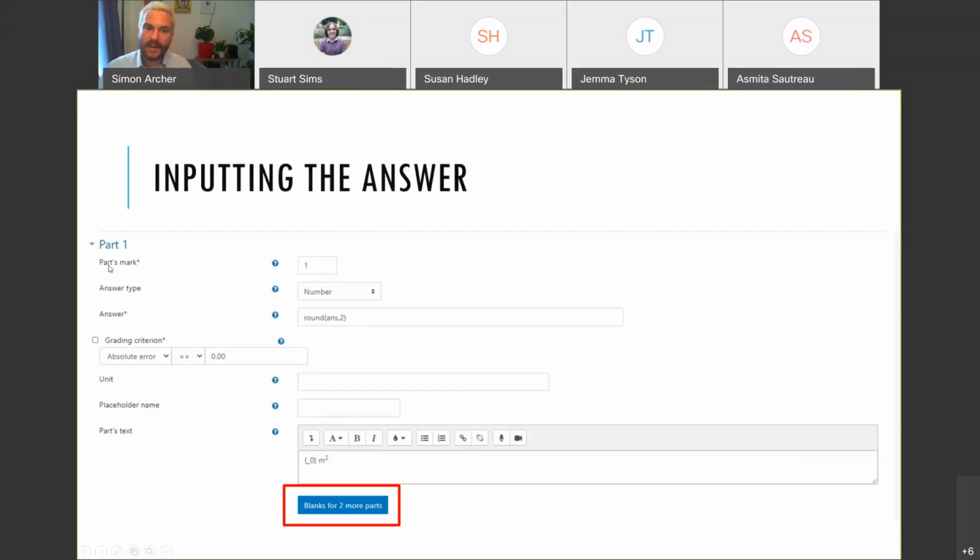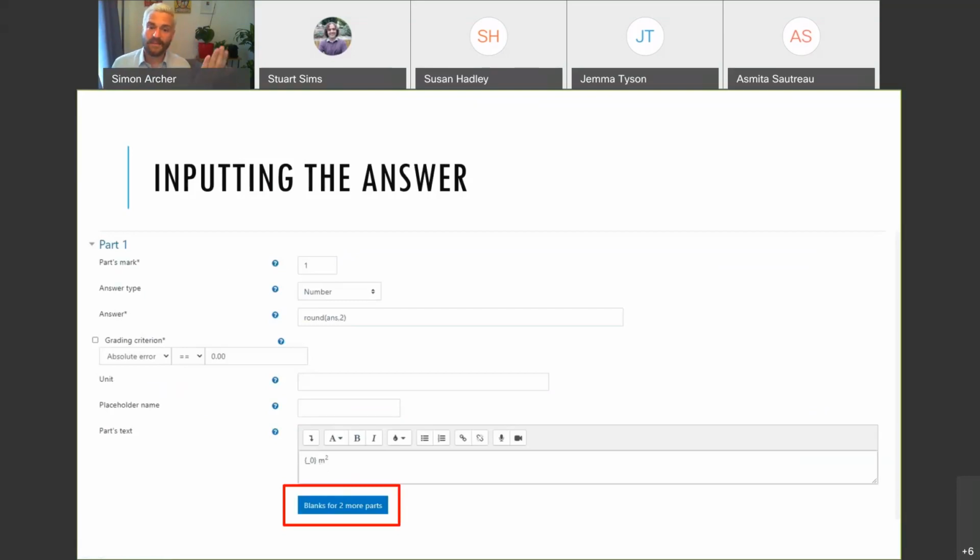In the part mark, you can establish how many marks the actual question is worth. And then down the bottom here is where you actually put in what you want the box to look like. Now, I took this from a different question, I've just realised, because it says metre squared. But in the question from here, it would just have a G here. So then it would appear as a box with the unit behind it.